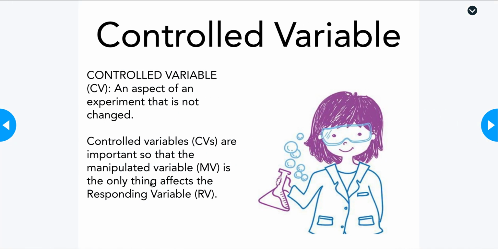Finally, we have a controlled variable, and in a lot of ways, this is one of the most important parts of our experiment. A controlled variable is an aspect of an experiment that is not changed. Controlled variables are important so that the manipulated variable is the only thing that affects the responding variable.